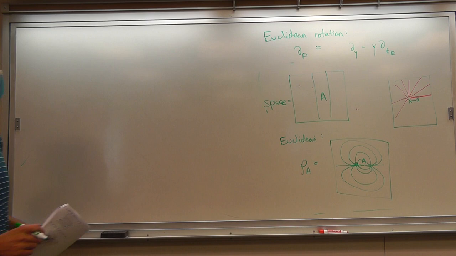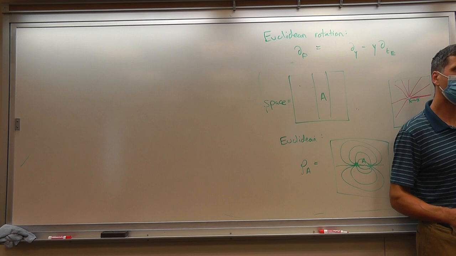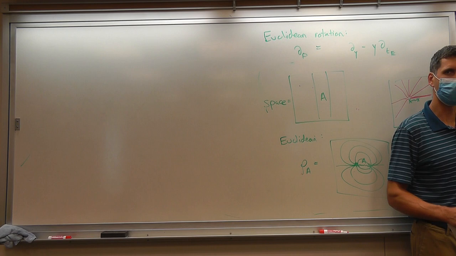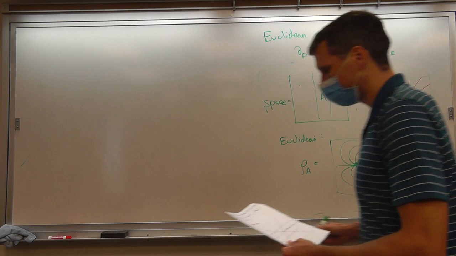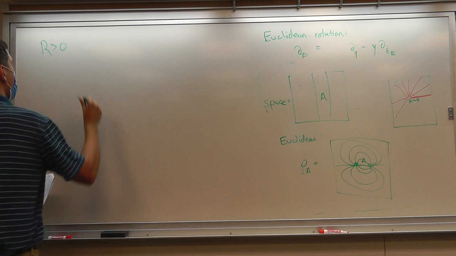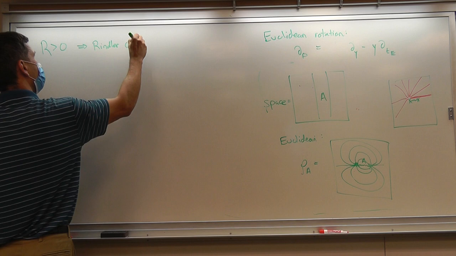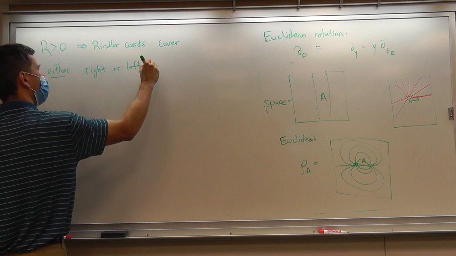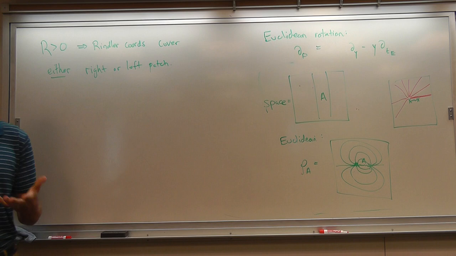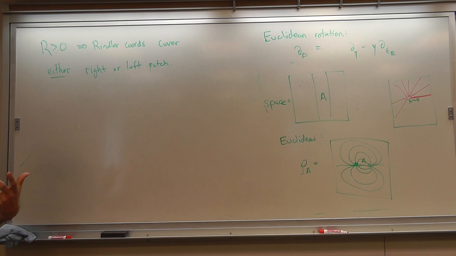Now notice in this coordinate system that we have to take big R greater than zero. There's a horizon: the metric becomes singular, so there's a horizon at R equals zero. So we have to take R bigger than zero, and that means that the Rindler coordinates cover either the right or left patch. In other words, we can put down two different Rindler coordinate systems, one on the right patch and one on the left, but we can't go continuously across that singular point where the coordinate system breaks down at the origin. Of course, nothing funny is happening in the space-time, but the coordinate system is no good at zero.